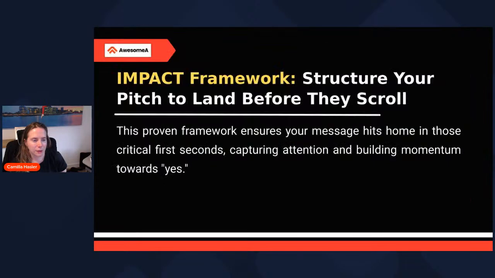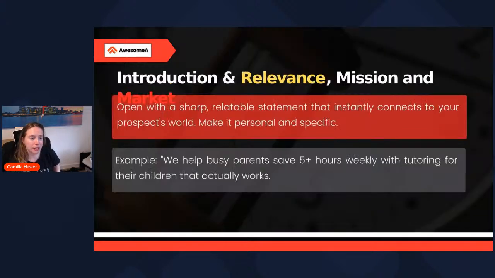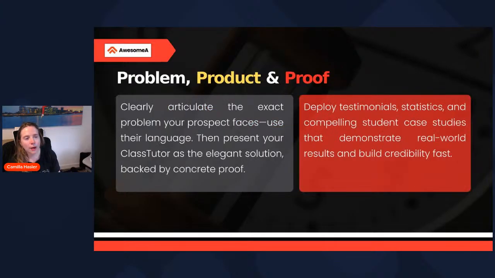So basically we had got to the science of yes, and we had got to the impact framework, my framework. And we've got to the first 5 seconds and the importance of that, right? I was saying that if you open with a sharp, relatable statement that instantly connects to your prospect's world, that will make it personal and specific, right? So you want to do that. You want to have your relatable statement. And then you want to move on, right? And you want to have your problem, your product, and your proof.